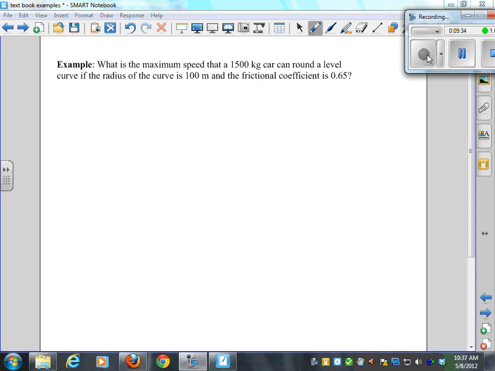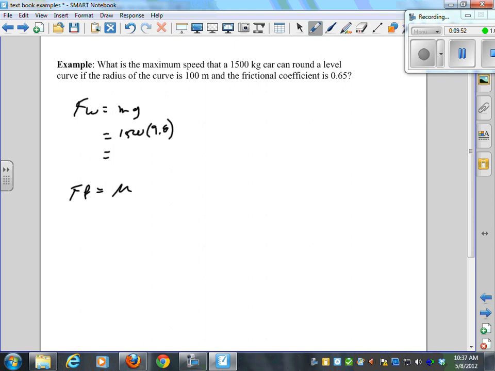Well, the first thing that I did was I found the weight force. What'd you get? There's a variety of different ways. 1,500 times 9.8, right? And actually, you could just go, friction force is mu Fn, which is mu mg. So 0.65 times 1,500 times 9.8. Does it have to be negative? No, it doesn't need to be negative.